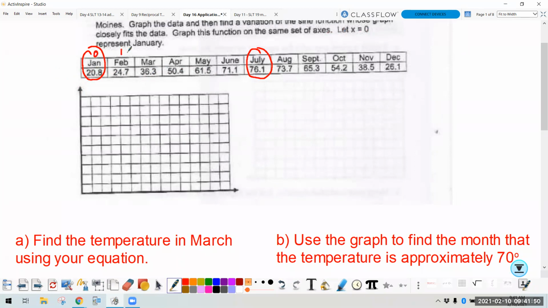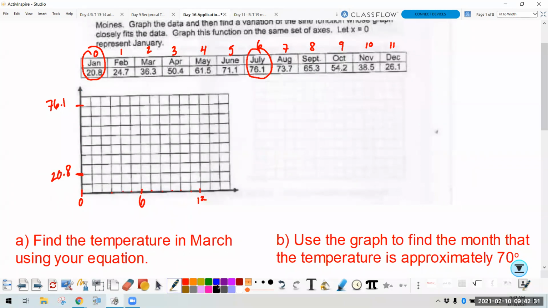So this is month 0, month 1, month 2, month 3, month 4, month 5, 6, 7, 8, 9, 10, and 11. I'm not going to use the grid. I'm just going to make my own scale. So I'm going to say the low here is at 20.8 and the high is 76.1. On my x-axis, month 0, and then I can count the grids for the 6 months. So we got 1, 2, 3, 4, 5. So here's month 6, 7, 8, 9, 10, 11, 12.